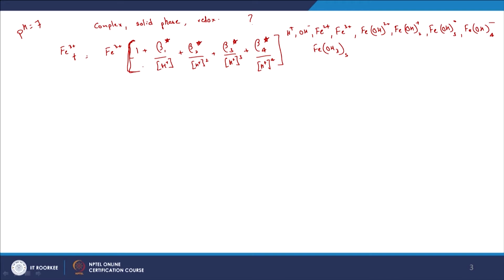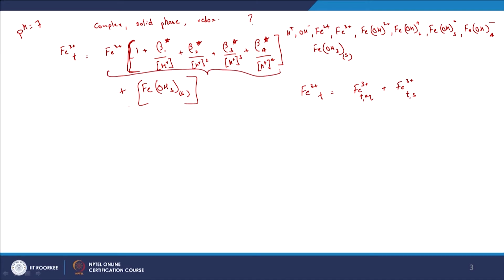and obviously we need to consider the other unknown, which is the concentration of the solid that has precipitated out. This again is your unknown here. So, to refresh your memory, the Fe3+ total would be the sum of Fe3+ in the aqueous phase plus the Fe3+ in the solid phase. So, this obviously is the aqueous phase and this obviously is the solid phase.